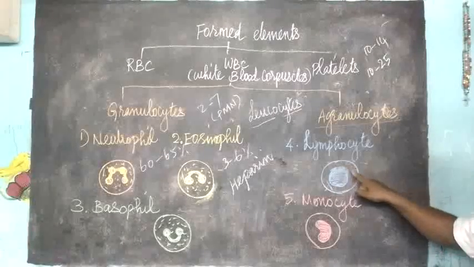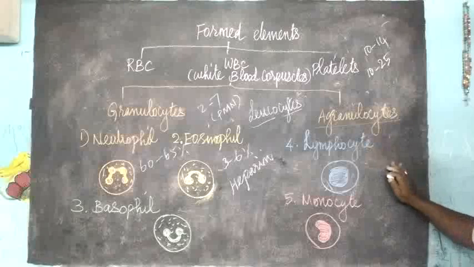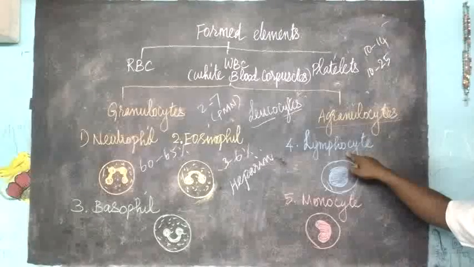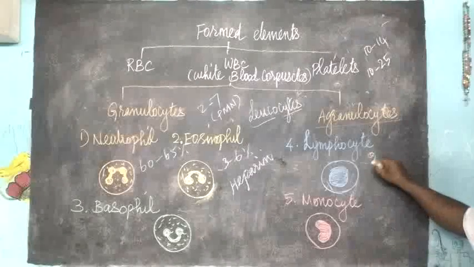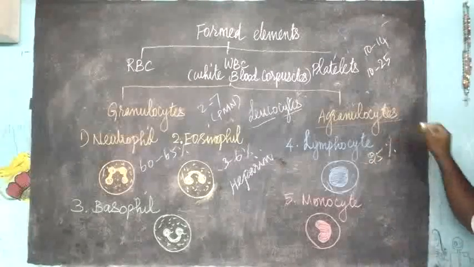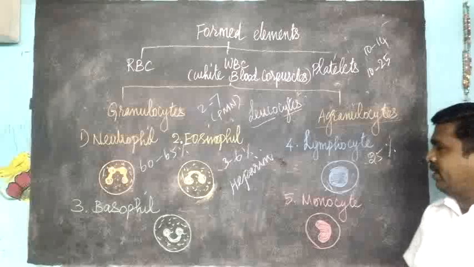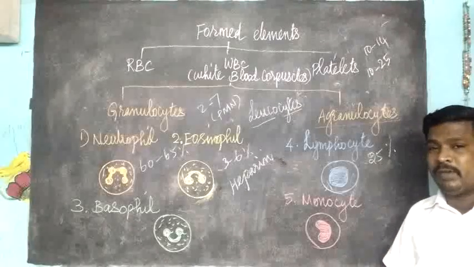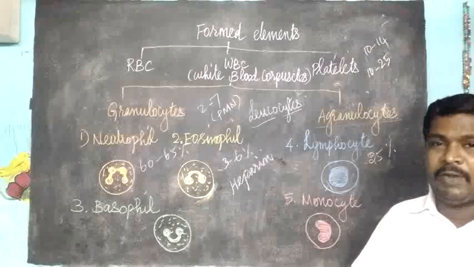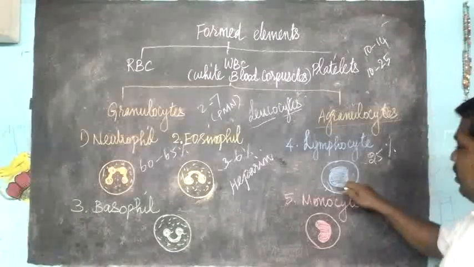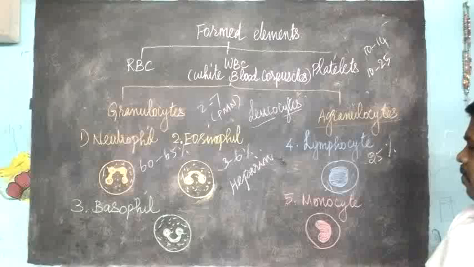No granules around the nucleus. Okay, that is the agranulocytes. There are two types: lymphocytes and monocytes. Lymphocyte content is 25% of total WBC cells. The main function of lymphocytes is to produce antibodies. Antibodies give protection from disease-causing agents. The nucleus is irregular in shape.